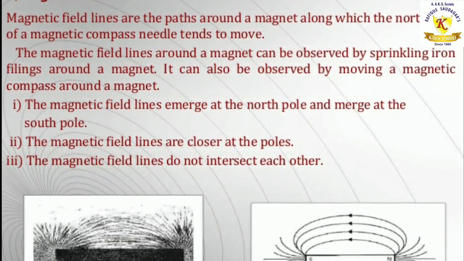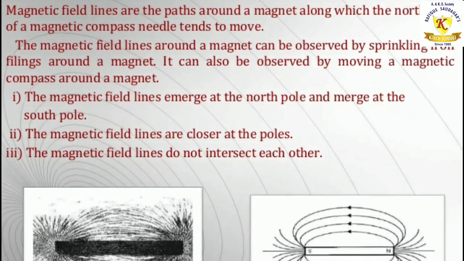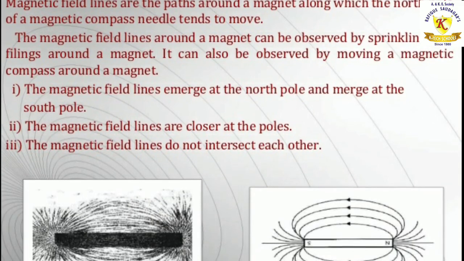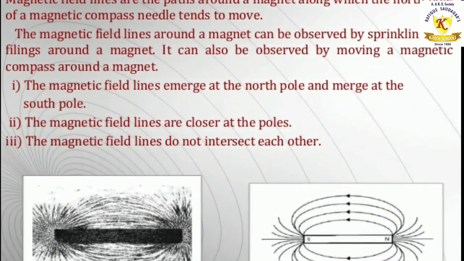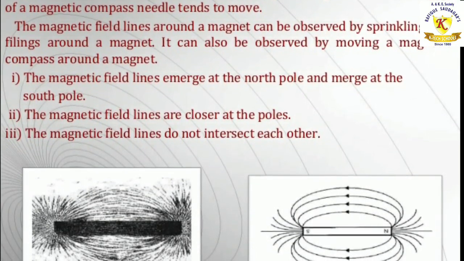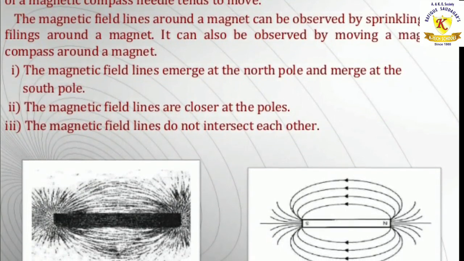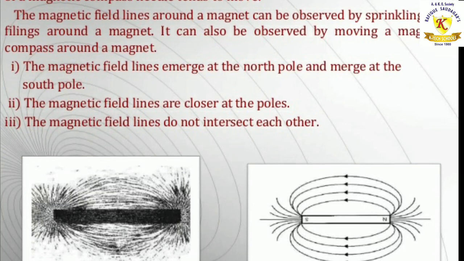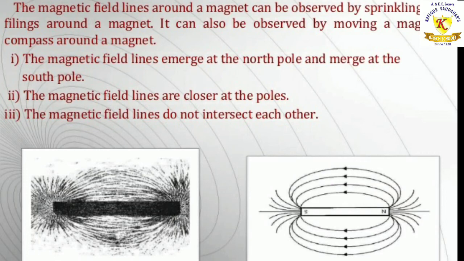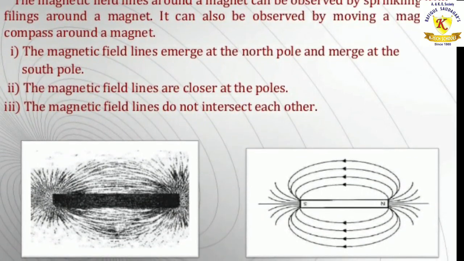The magnetic field lines around a magnet can be observed by sprinkling iron filings around a magnet. It can also be observed by moving a magnetic compass around a magnet. So, the magnetic field lines emerge at North Pole and merge at South Pole. The magnetic field lines are closer at the poles, and the magnetic field lines do not intersect each other. You can see these in the figures given.